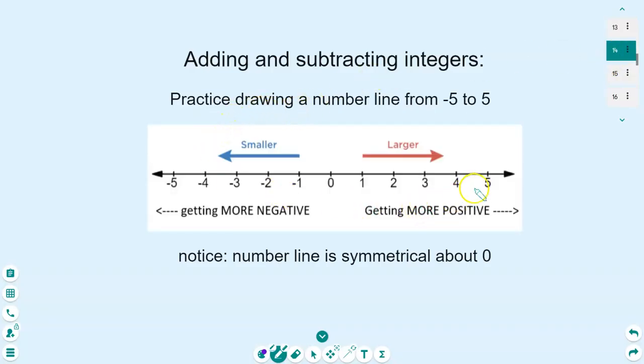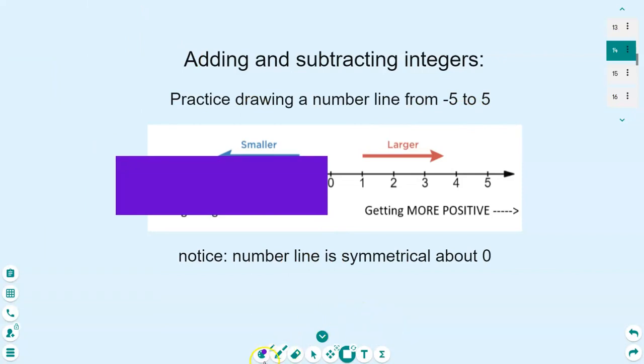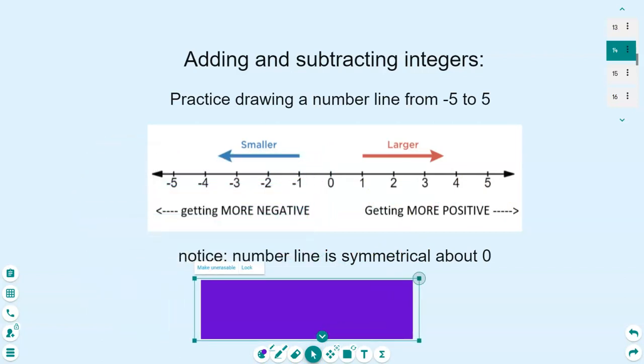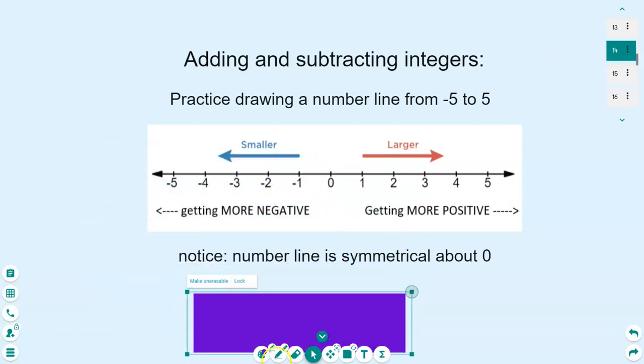First, what we need to look at is understanding the number line. So here I've just written, practice drawing a number line from -5 to 5. Most people don't have trouble drawing the positive part of the number line, but I'd just like you to look at what the negative part is. As we can see, it's just like the positive part, but getting more and more negative. So this side gets more negative, the other side of 0. This side gets more positive.